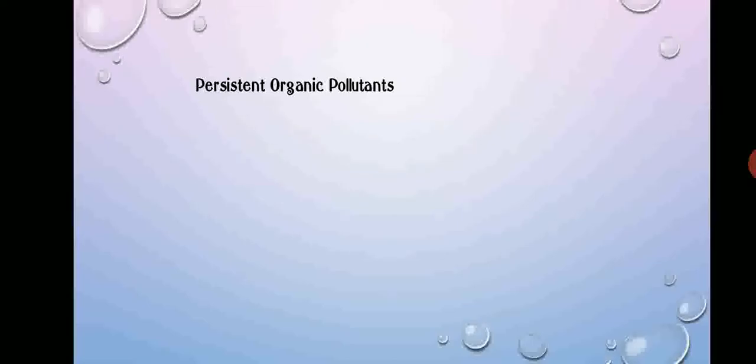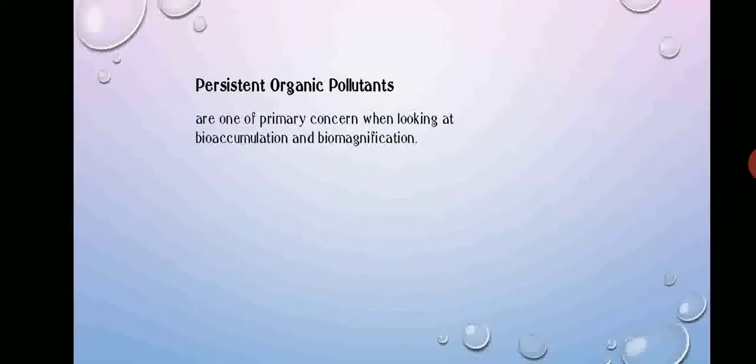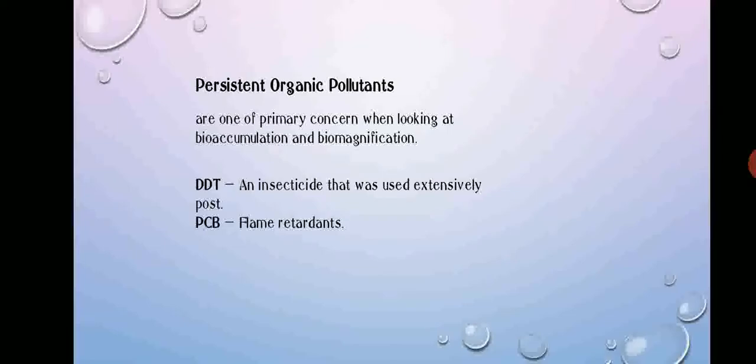Persistent organic pollutants, or POPs, are one of the primary concerns when looking at bioaccumulation and biomagnification. These chemicals do not easily break down in the environment and can build up in the fatty tissues of living organisms. Some examples of POPs are DDT and PCBs. DDT is an insecticide that was extensively used, and PCBs were used as flame retardants.